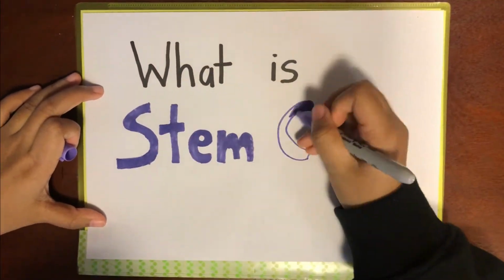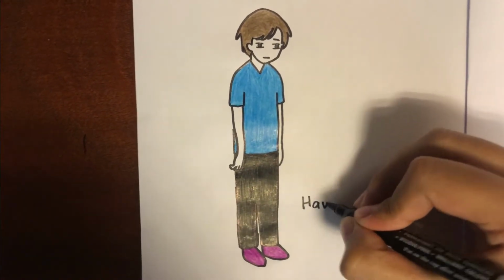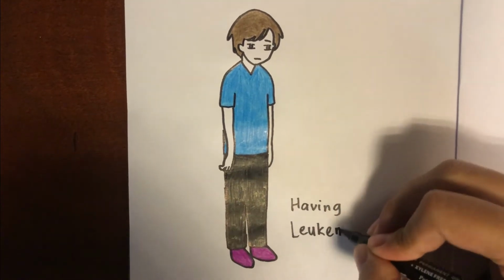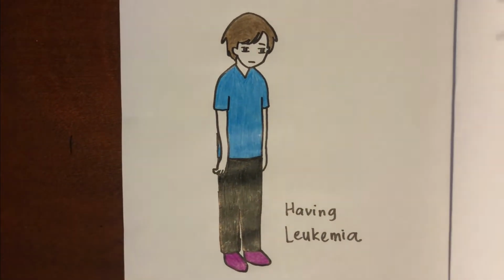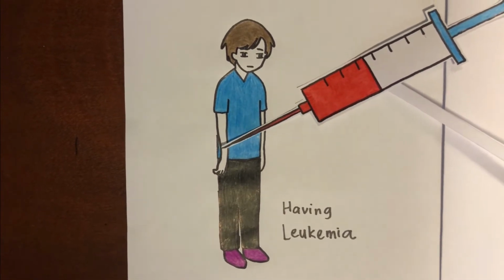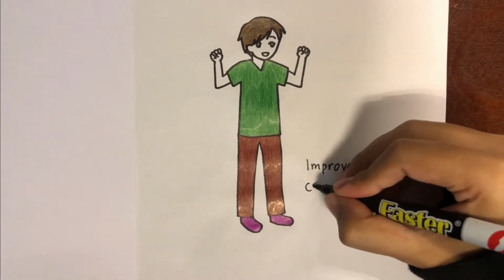What is stem cell therapy? Stem cell therapy is used to treat a person with blood disorder like leukemia. It is the addition of new cells to replace others with declining properties, with the aim to boost a patient's health.